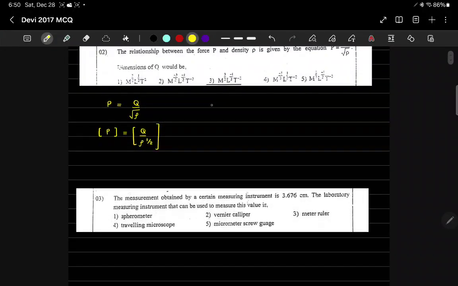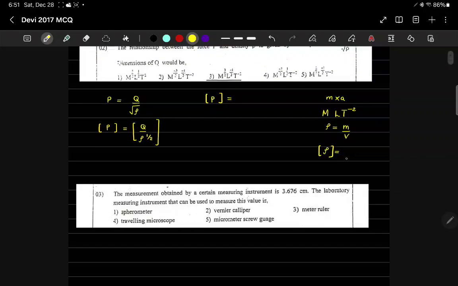Now what are the dimensions of force P? We know that force is mass into acceleration. So what are the dimensions of mass? M, acceleration L, T minus 2. Similarly, we know that density is mass over volume. What are the dimensions of mass? M, and what are the dimensions of volume? L cube.